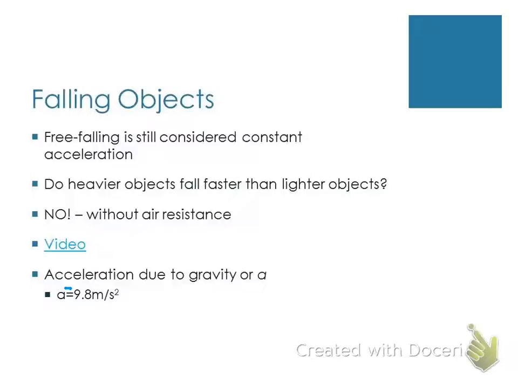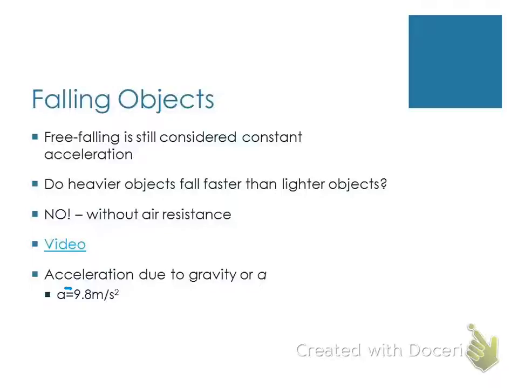Does this acceleration always get used for horizontal problems? No. Horizontal kinematics have varying accelerations. We calculated acceleration in all of our horizontal kinematics problems. In vertical kinematics, this is a variable that you just know. So anytime an object is moving vertically, its acceleration is always going to be negative 9.8 meters per second squared.